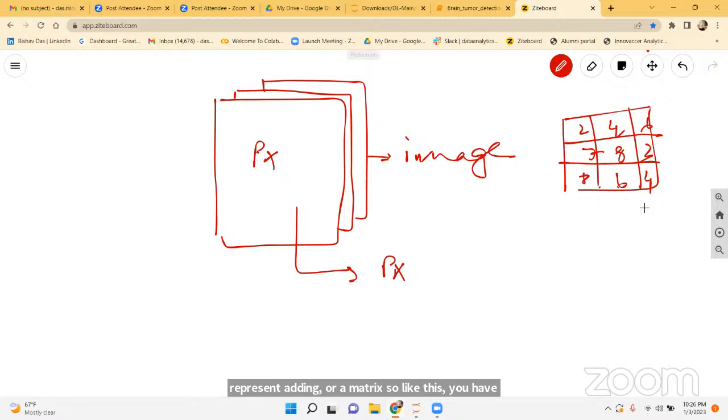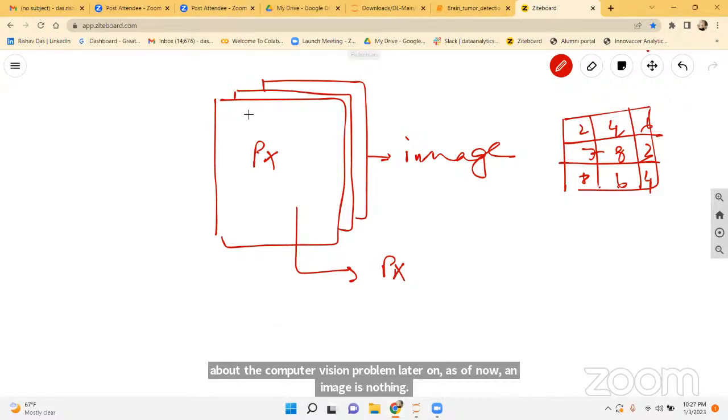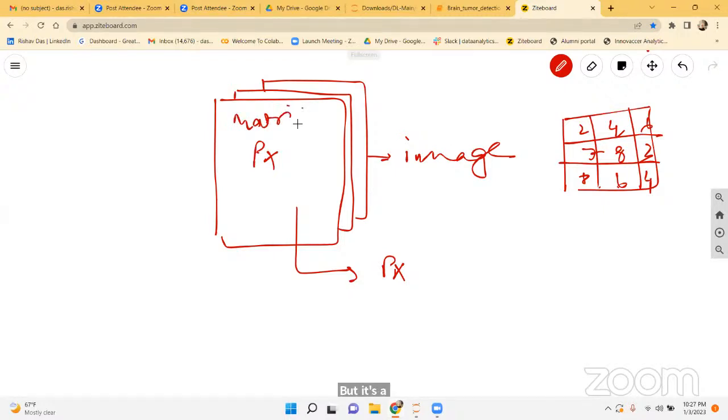You have heard of megapixels, like 10 megapixel, 20 megapixel. Nowadays our cameras are 100 megapixel, so they can capture that many pixels together at the same time, in a single instance. We put them into images and make use of these images to further build computer vision models. I will tell you about computer vision models later on. As of now, an image is nothing but a matrix of pixels.